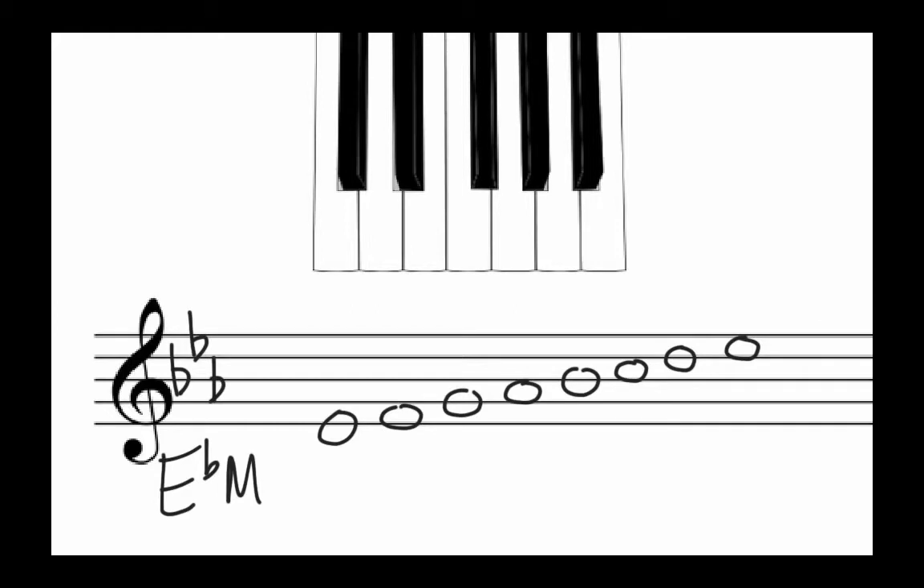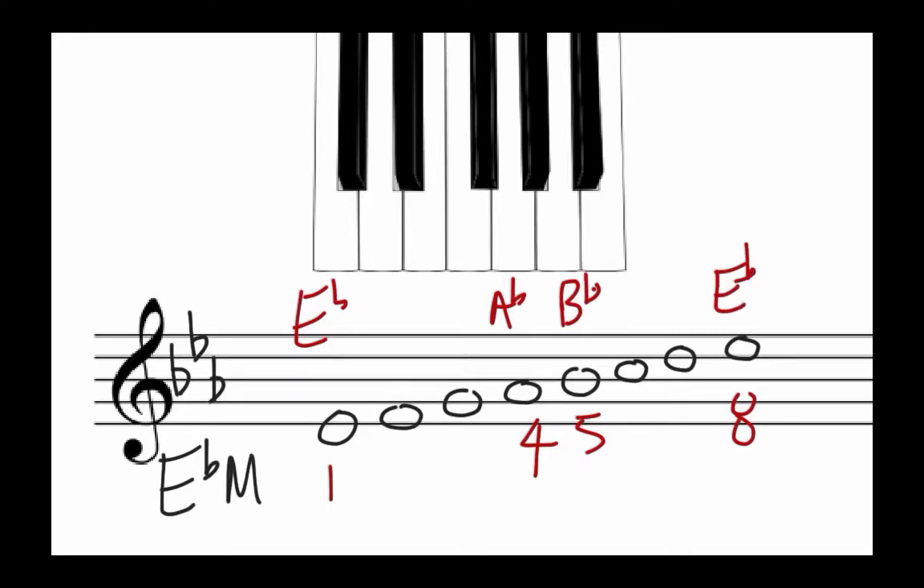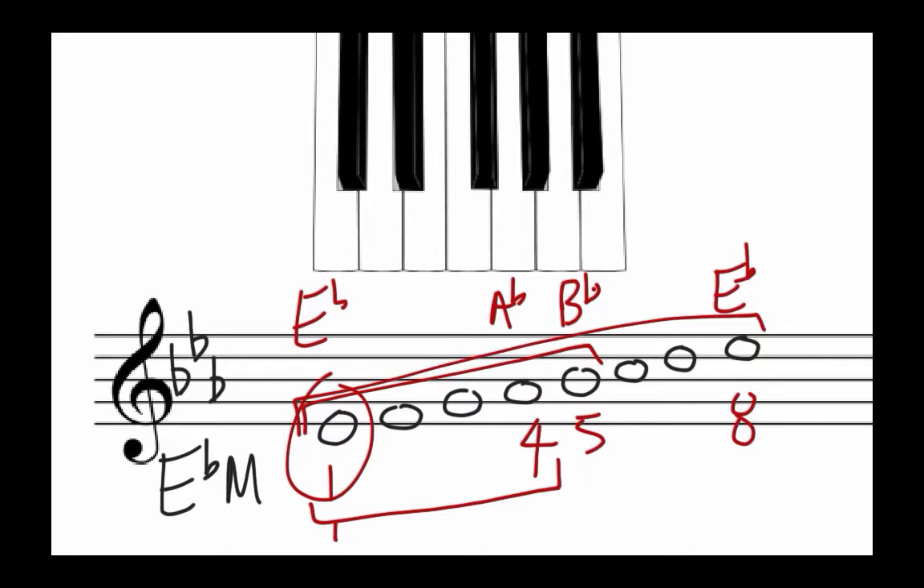And I just want to show you that the first scale degree, the fourth scale degree, the fifth scale degree, and the eighth scale degree are E flat, A flat, B flat, and then high E flat. So those are called perfect intervals, and I'll show you why. So 1 to 4 is a perfect fourth, 1 to 5 is a perfect fifth, 1 to 8 is a perfect octave, and actually 1 to itself, 1 to 1, is a perfect unison.